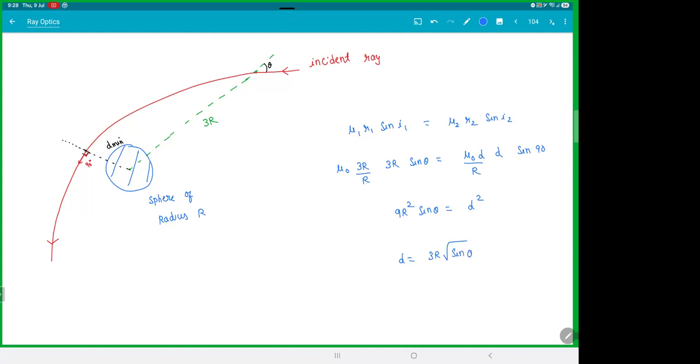Is that clear, everyone? So getting that mu R sine I constant was the headache. Once you got that, then it is easy to solve. This is a variation of the previous question. In the previous question, it was going in a slab. Now it is going in this way.